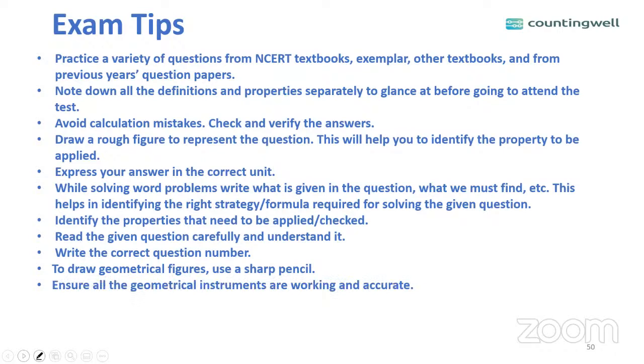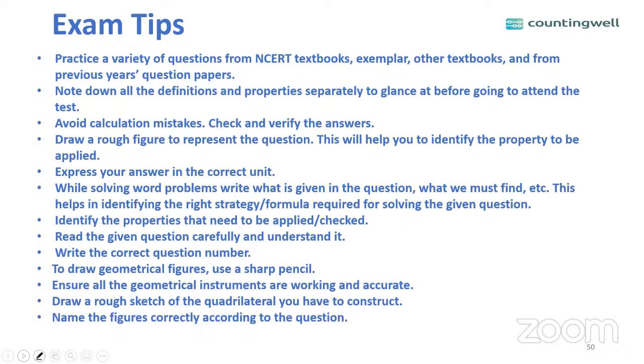Ensure all the geometrical instruments are working accurately and fine. Especially in case of compass and protractor, you have to make sure you're using non-defective instruments. And always draw a rough sketch of the quadrilateral you have to construct. Also, you have to name the figures correctly according to the question. Otherwise, your whole construction will go waste and you will not score anything in that case. You should always check if you have answered all the questions and parts of the questions with the correct question number.